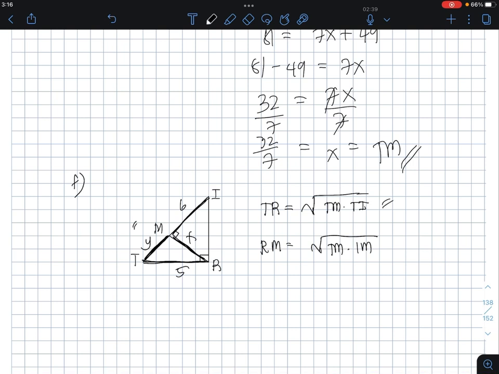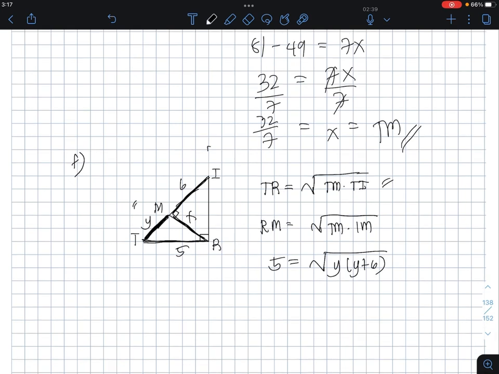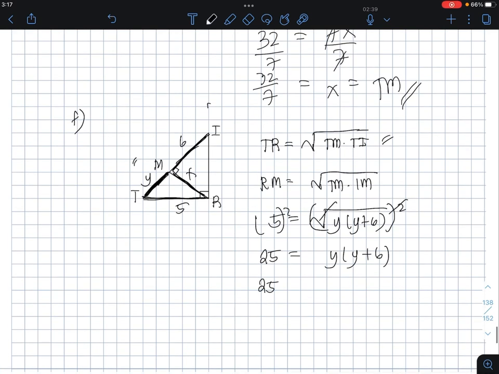So, TR is equal to 5 is equal to square root ng TM, which is Y, times TI, which is yung sum nitong TM plus IM. So, Y plus 6. Then, solve ko itong equation for Y. So, square natin both sides. So, we have 5 squared is equal to 25 equal to, cancel yung square root, Y times Y plus 6. So, we have 25 is equal to, distribute yung Y squared plus 6Y.